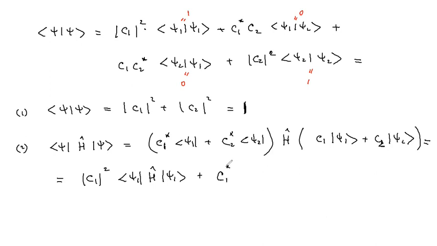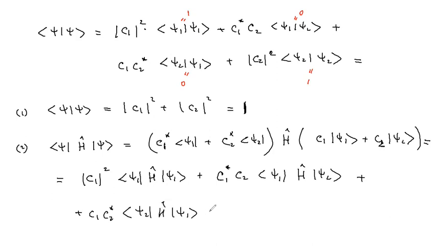0. C1 star C2, yeah, 0, but let's write it first. And then in between you have to put the operator, yeah? Between 1 and 2. Plus C1, C2 star, yeah? What will be the matrix element? Psi 2, H, Psi 1. And the last term? C2 square, Psi 2, H, Psi 2.